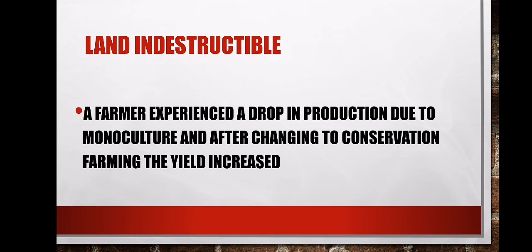Land is indestructible, we say. In this case, there's no way land can be destroyed. That's how we put it in a simpler way. Land cannot be destroyed. We simply mean a farmer experiences a drop in production due to monoculture, whereby you're plowing one and the same crop season after season. And after changing to conservation farming, the yield started to increase.